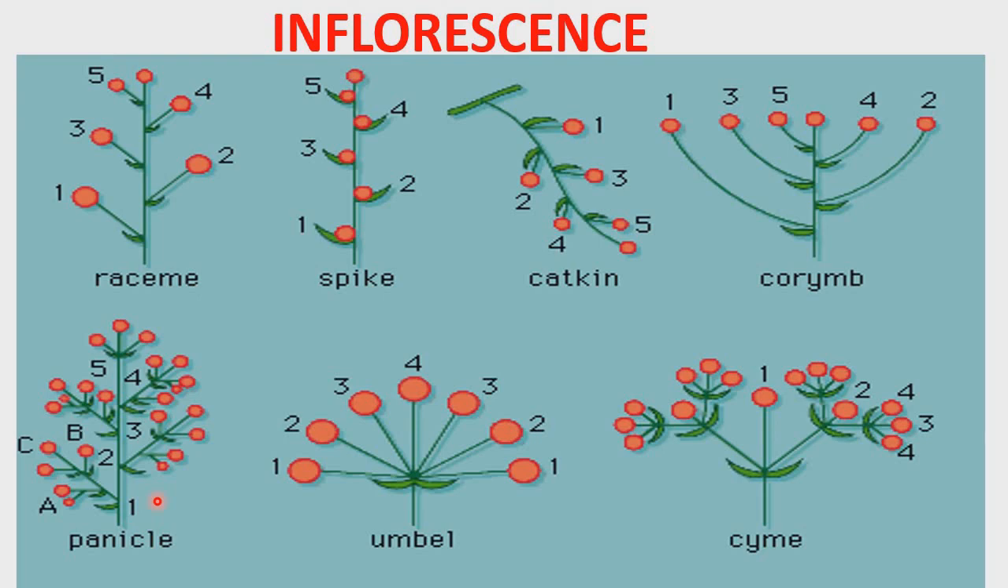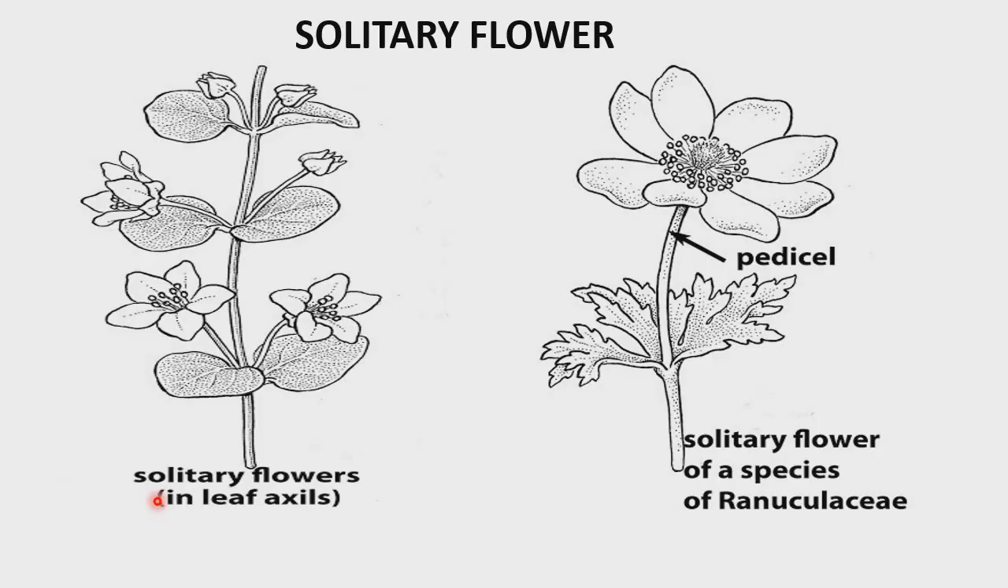That brings about inflorescence. We have solitary flowers. What is a solitary flower? A solitary flower is one that is attached singly, either to the leaf axis or to the tip of a branch. Look at this flower. This is the leaf axis here. This flower is attached singly, directly to the leaf axis. There are no other sub-flowers, no other combined flowers here. It is only a single flower attached to the leaf axis.